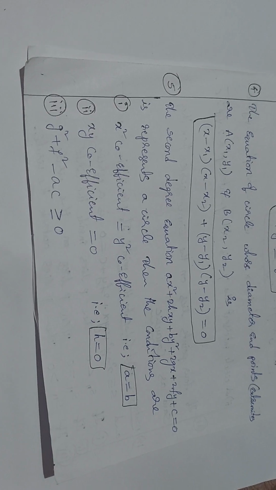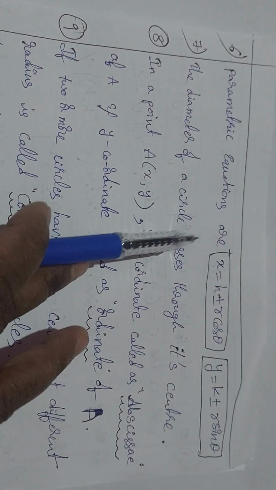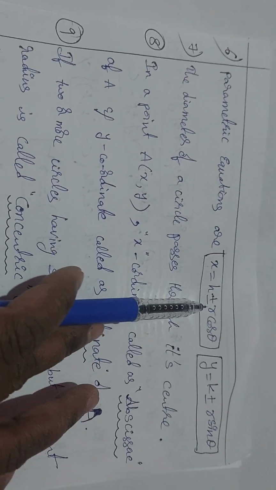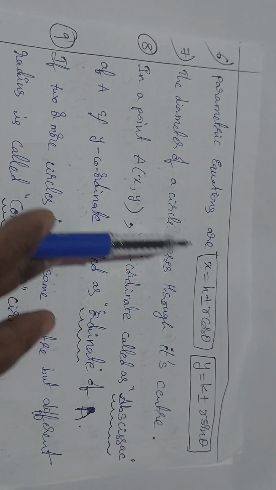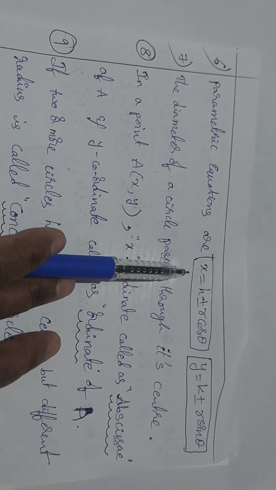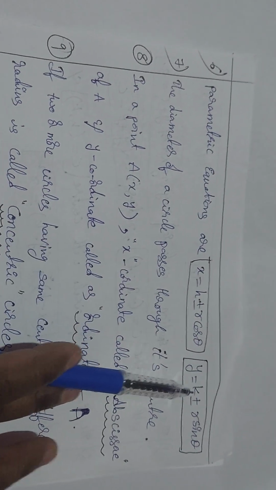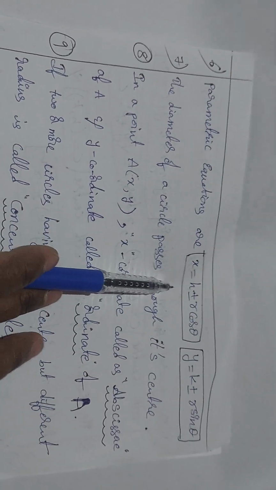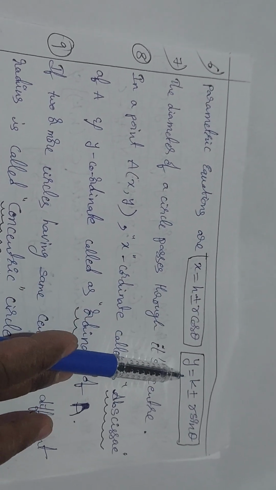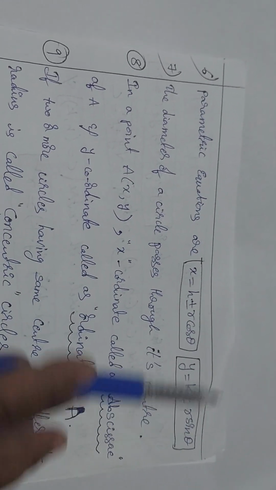That's why. The parametric equations are x is equal to h plus r cos theta, y is equal to k plus r sin theta. Of course, for another formula, in the place of h we can write minus g, and in the place of k we can write minus f. The formula is x is equal to minus g plus r cos theta, y is equal to minus f plus r sin theta.